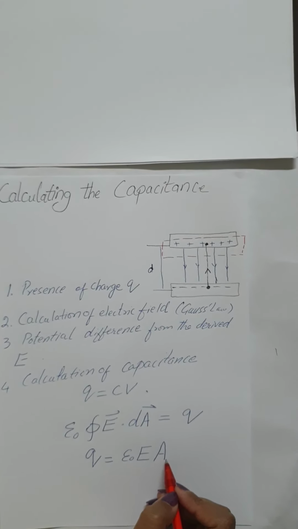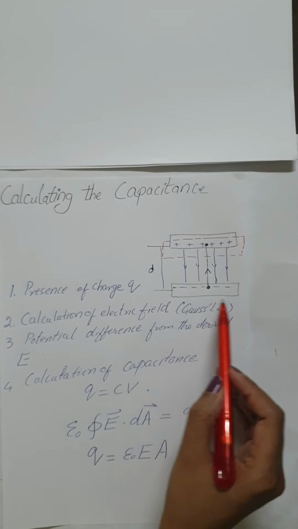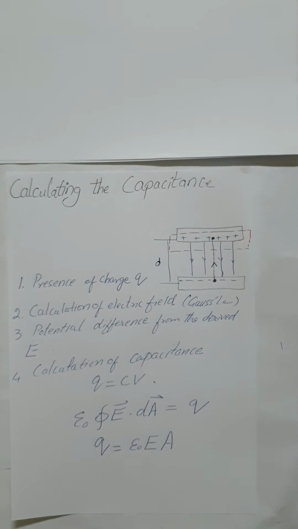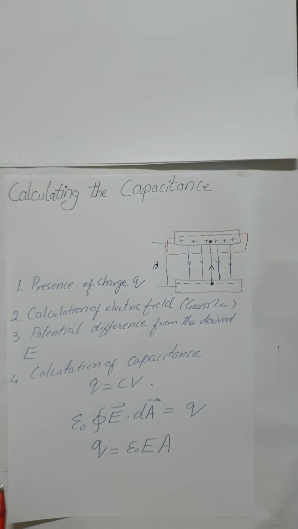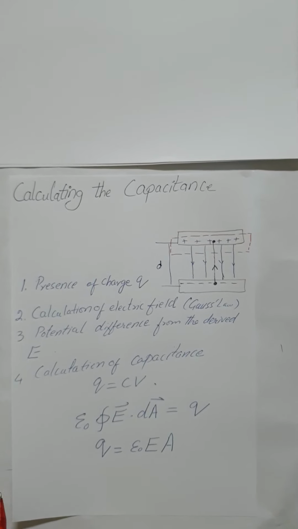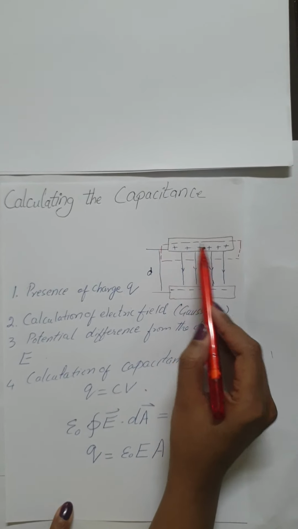So for the convenience of the calculation of capacitance, we draw the Gaussian surface in such a way that it completely encloses the charge on the positive plate. For example, this one.